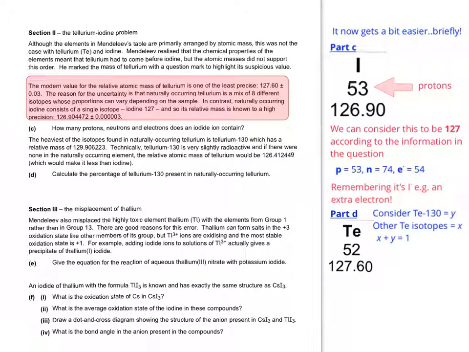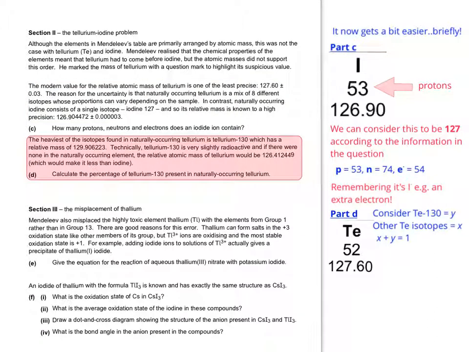So in the next question, it's not quite so straightforward here. We're looking at tellurium-130, and they want you to work out the percentage of tellurium-130 present in naturally occurring tellurium. And a little bit further up you can see that naturally occurring tellurium is a mix of 8 different isotopes whose proportions can vary depending on the sample. So this is a more complicated mathematical exercise. To simplify it, because it's a percentage we want, the combined percentages always add up to 100. So let's make the percentages add up to 1 to make it a little bit easier.